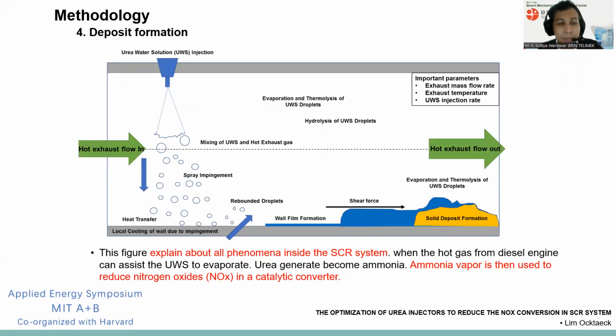This is the deposit formation in that system. As you know, when the urea is injected into the system, there are spray particles. The spray particles will break up and become smaller particles after they hit the wall. And the smaller particles easily evaporate from the temperature of the engine. However, someday the urea attaches in the system and becomes a solid deposit. This is the main problem in SCR systems.